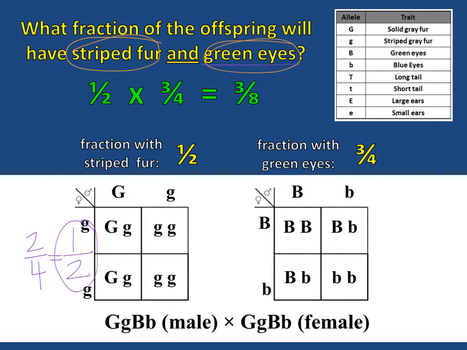it is also asking for green eyes. So green eyes, if you look at the table, is a big B. So if any of the boxes have a big B, the baby will have green eyes. So here, this one has a big B, this one has a big B, this one has a big B. So there's 3 boxes with a big B and have green eyes. So 3 out of 4 boxes have green eyes.